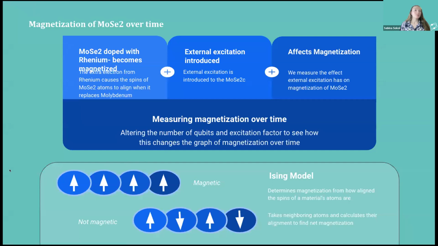So we explored noise and mitigation techniques using a quantum circuit to determine the magnetization of a material over time. We did a lot of work with simulating how atoms in molecules were reacting in terms of their energies. And now we switched gears a little bit to look at the magnetization of a material. A material's magnetization depends on how aligned the spins of its atoms are.